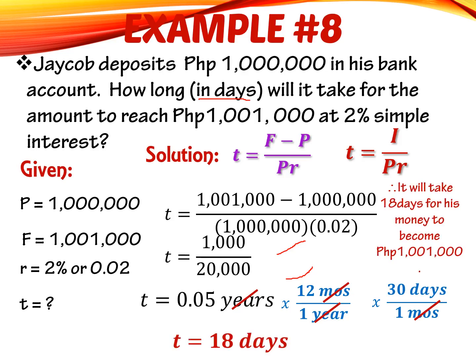So therefore, your 1 million pesos will become 1,001,000, or it will earn 1,000 pesos interest after 18 days at 2% simple interest. Okay?